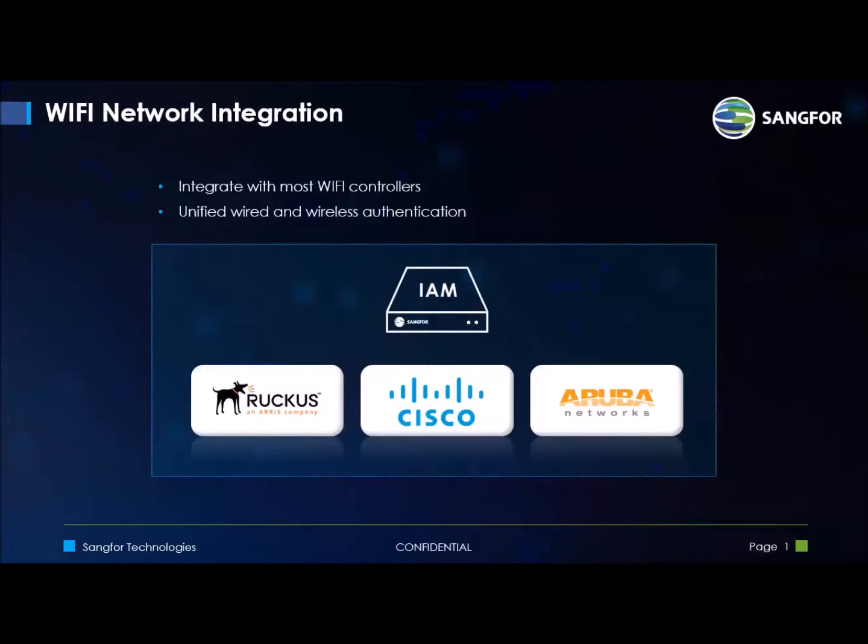Once the user connects to their Wi-Fi, they will be redirected to Sangfor IAM for authentication. By this way, we can provide a unified authentication across different branches and different vendors' Wi-Fi access points. And we're not providing authentication only for wireless users, but also for wired connections. The wire-connected devices can also be authenticated with Sangfor IAM. So by this way, we're providing unified authentication for wired and wireless devices.